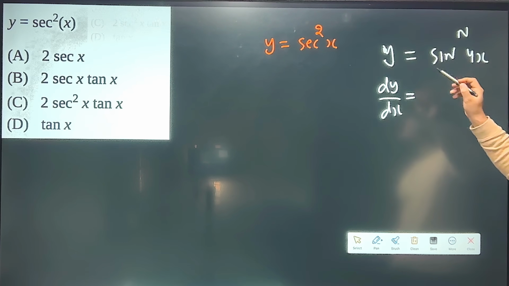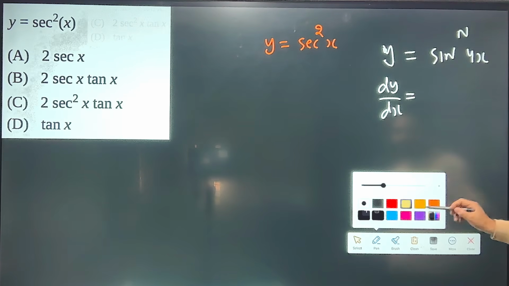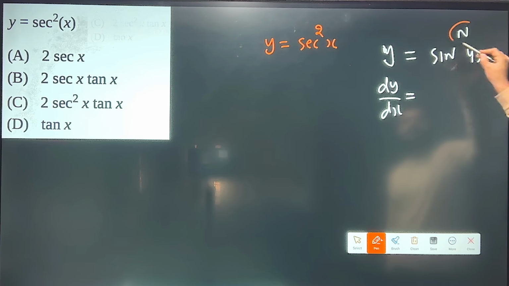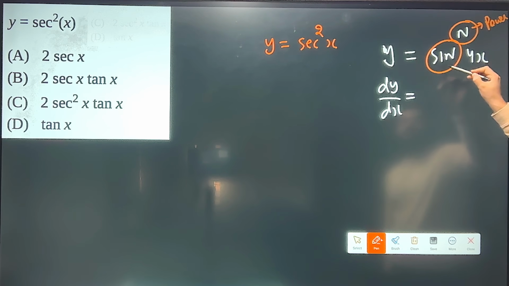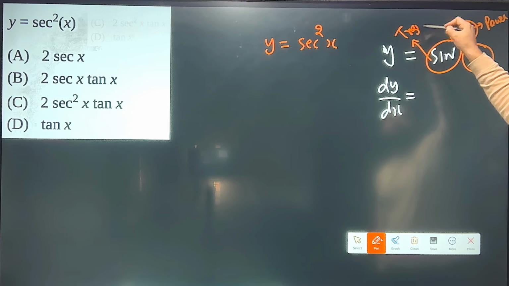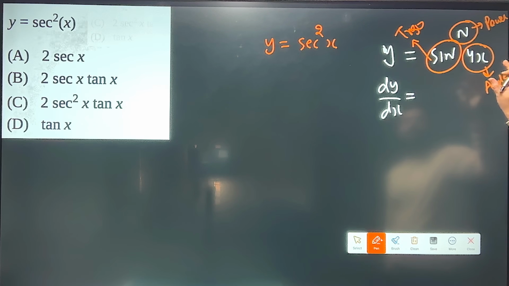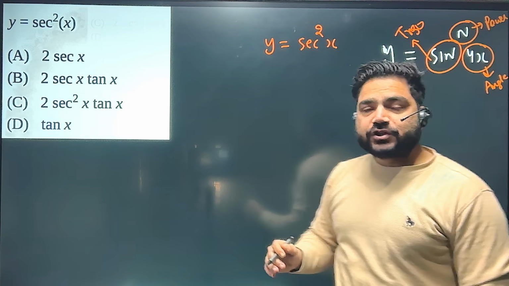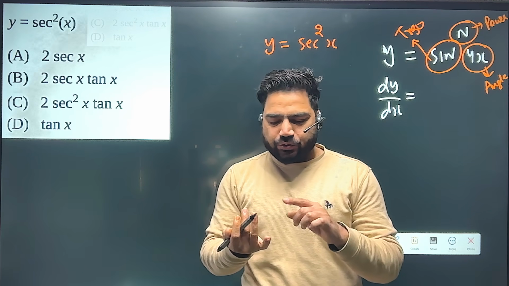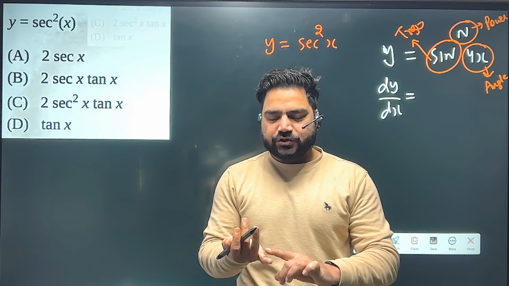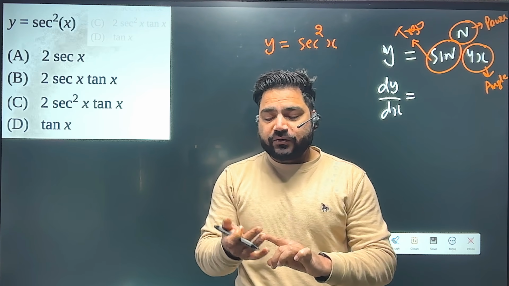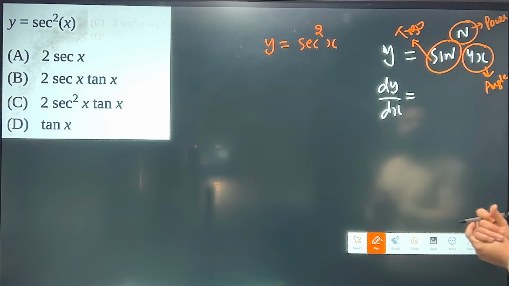If y is equal to sine power n of 4x, you can see here we have three things. One is this n, which is the power. Then we have sine, the trigonometric function, and we have 4x, the angle. So basically we have three terms: one is power, one is trigonometric function, and one is angle. These three are different. We need to do differentiation of all these three things. We need to do differentiation of power, of the trigonometric function, and of the angle. So step by step we'll do this.